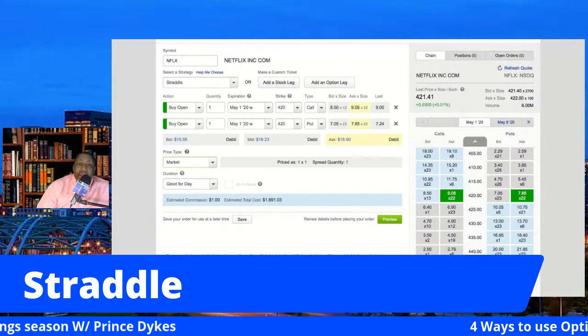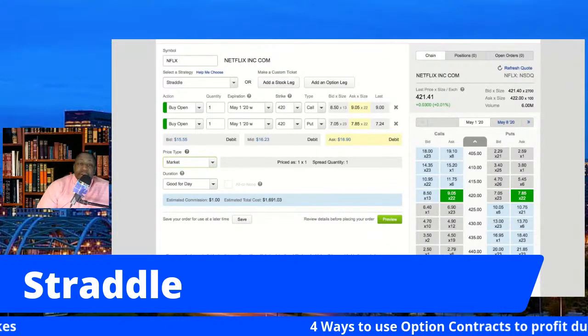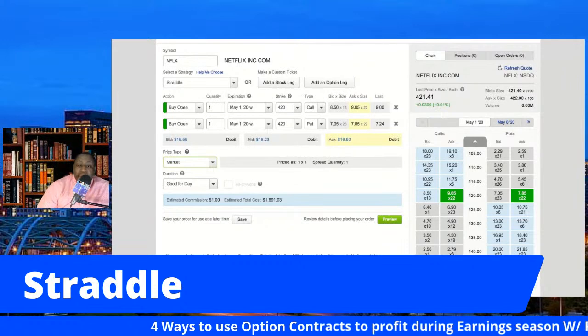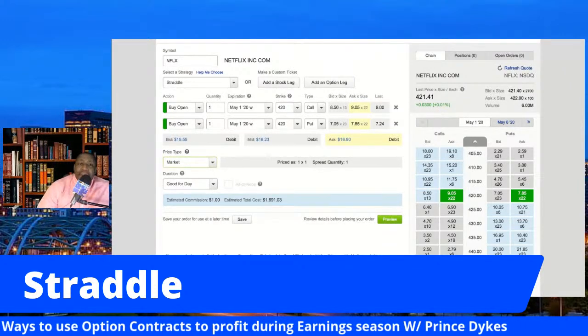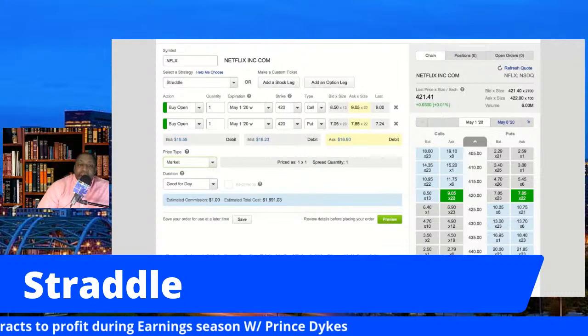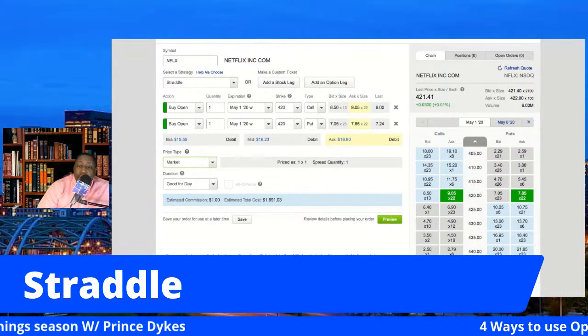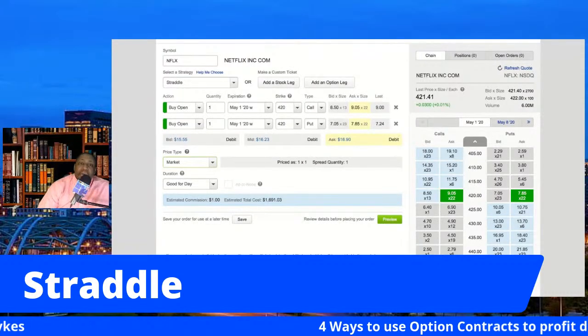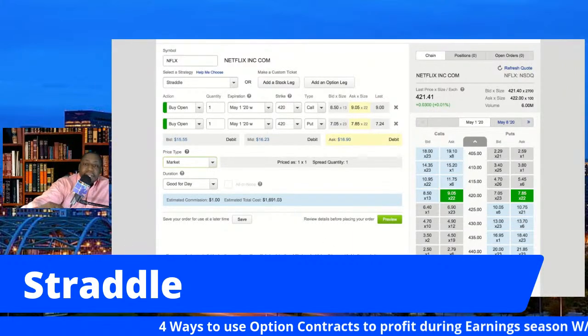Now, if the stock don't move or the Greek symbols don't line up, this could be a bad thing. But this is someone who's playing movement. They're not playing a direction. They're playing movement. Right? Here we go. So you guys and girls see that? That's the straddle.